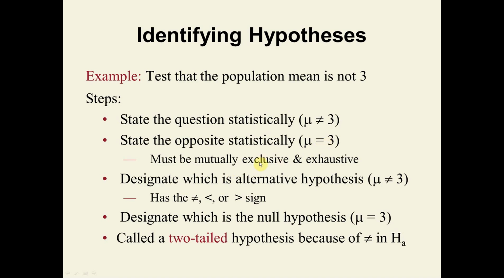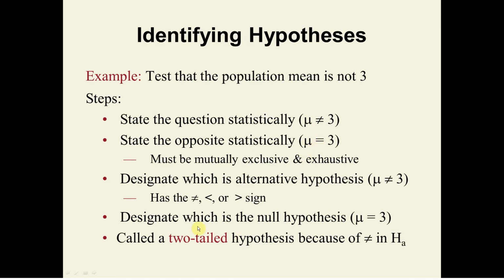We say that's mutually exclusive and exhaustive, meaning that mu has to be at least one of these things and can't be both of these things. So exhaustive means that it has to be one or the other. Exclusive means it can only be one. Now, because this has the not equal, this is going to have to be the alternative hypothesis, or H sub A. This one has the equality, so this is going to be the null hypothesis, or H naught.